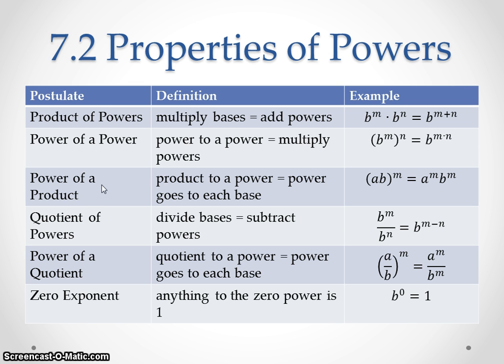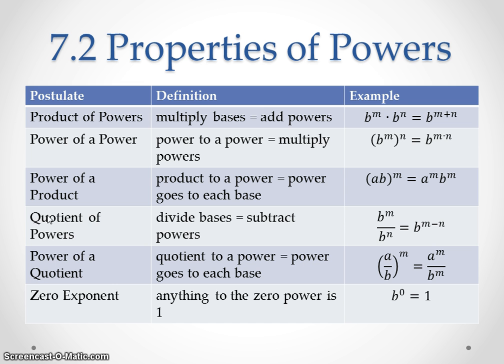Our next property or postulate is going to be your power of a product, meaning you have two things in here being multiplied and you're taking their power. So if you have a product to a power, that means you're going to take a power and it's going to go to each base in here. It's kind of like the reverse distributive property if you want to think of it that way. So each element in here gets hit with this m. So it becomes a to the mth, b to the mth. So for instance, if this was ab squared, then it would become a squared, b squared.